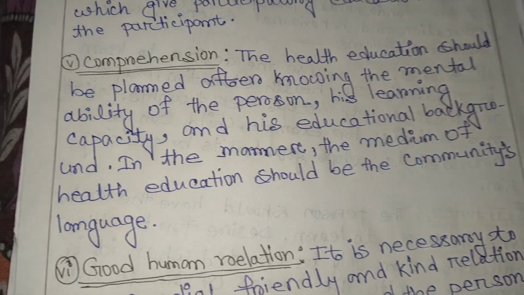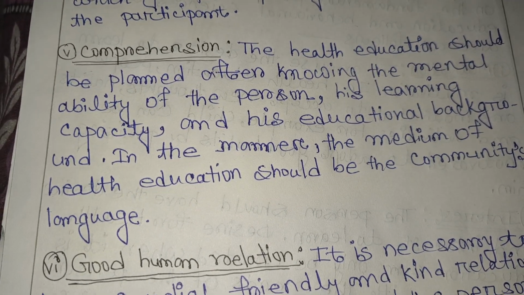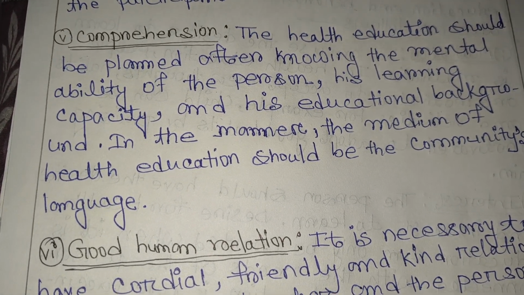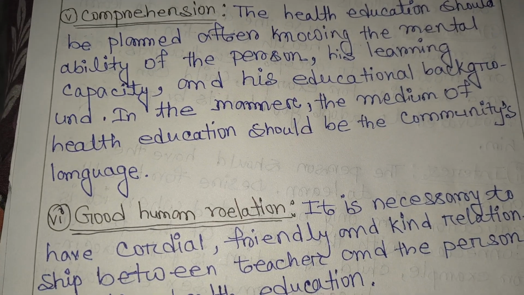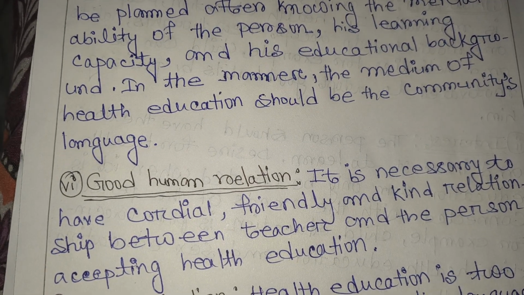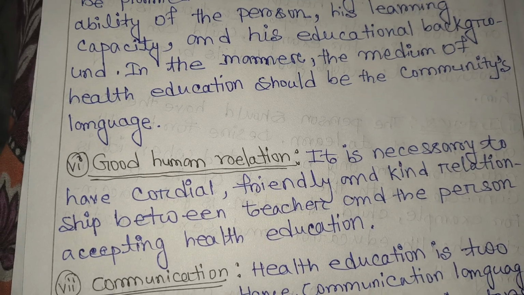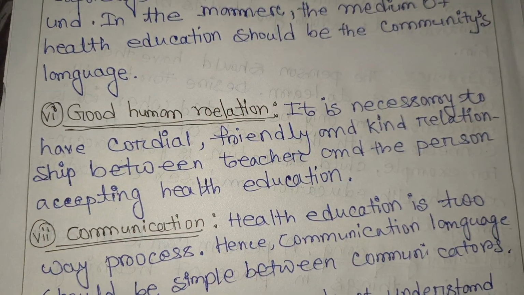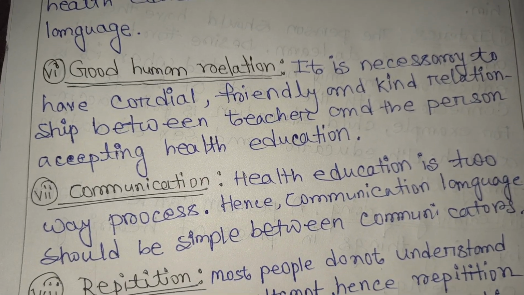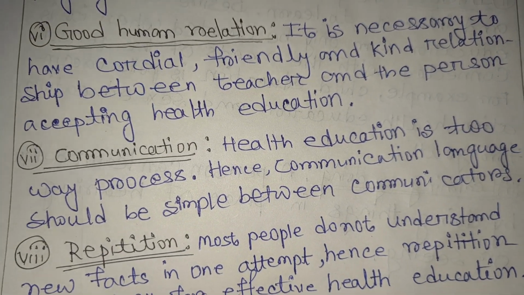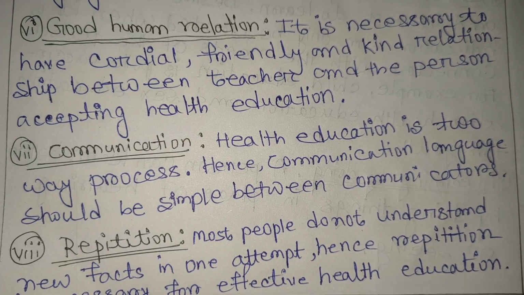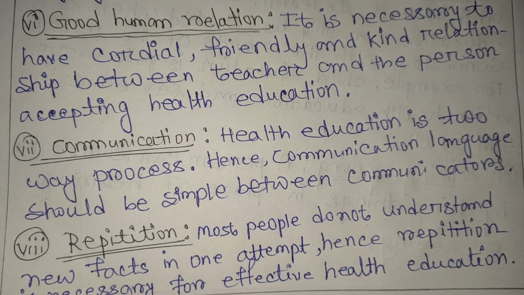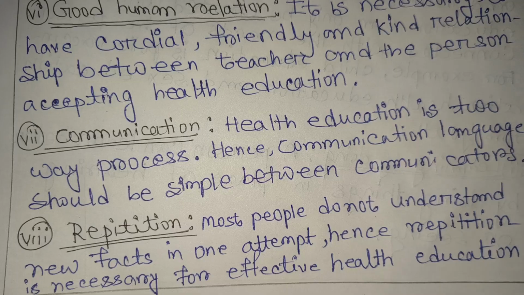Comprehension. The health education should be planned after knowing the mental ability of the person, his learning capacity, and his education background. The medium of health education should be the community's language. Good human relation. It is necessary to have a cordial, friendly, and kind relationship between the teacher and the person accepting health education. Communication. Health education is a two-way process. Hence, communication's language should be simple between communicators.